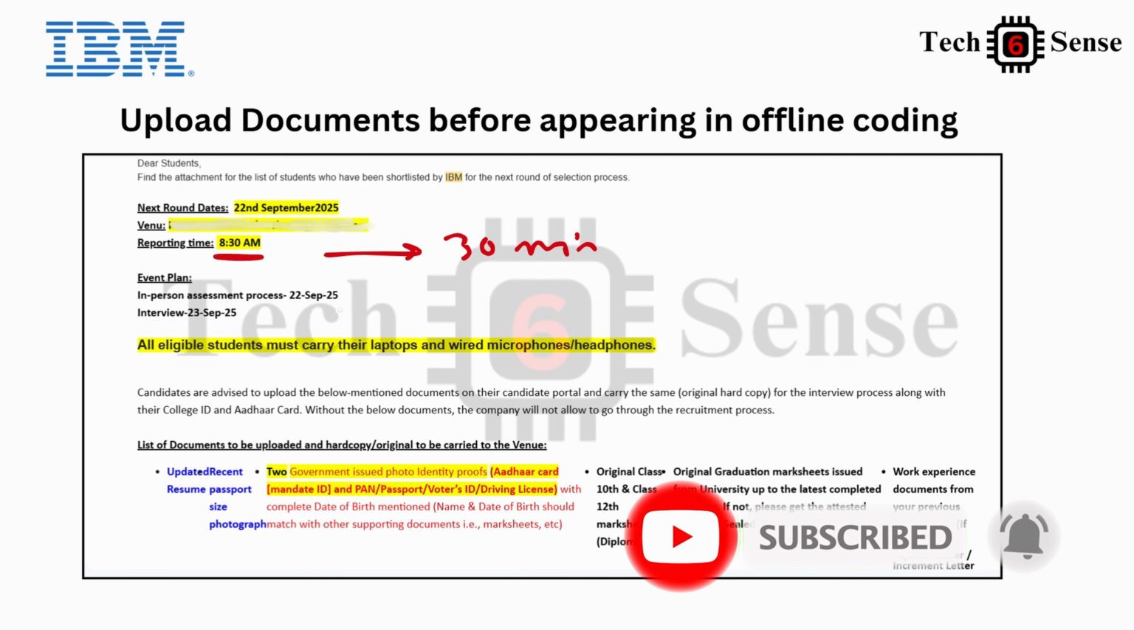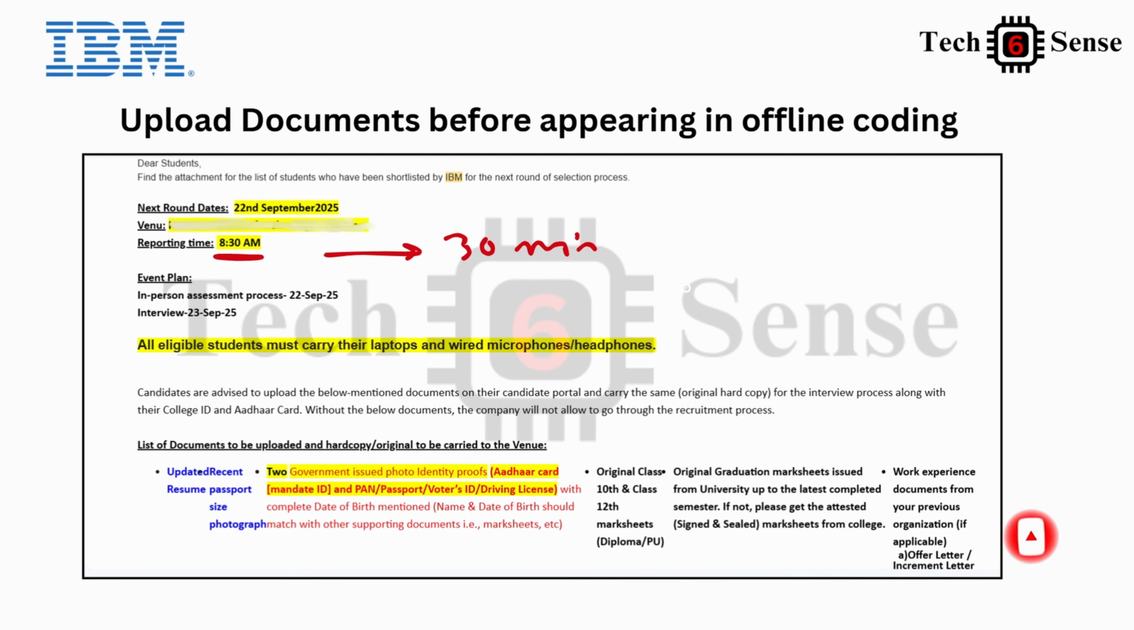Now for that case, definitely they will check a few documents. So you have to carry your college ID card, government ID proof, and wired headphones, if they are not provided by your institution. Okay, and one more thing is basically the IBM person ID. So you have to remember it, or you have to note it down.